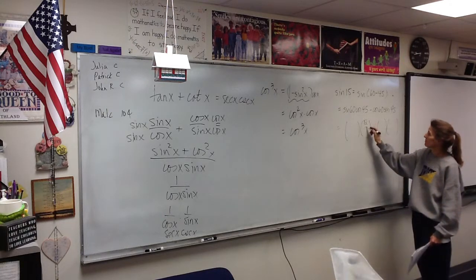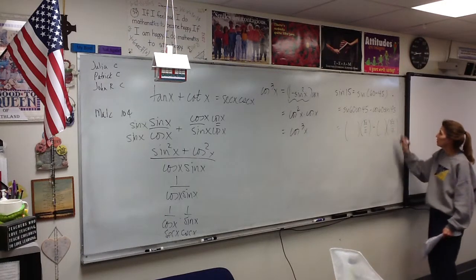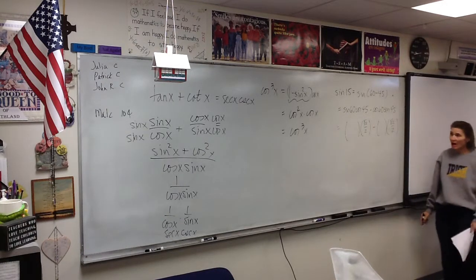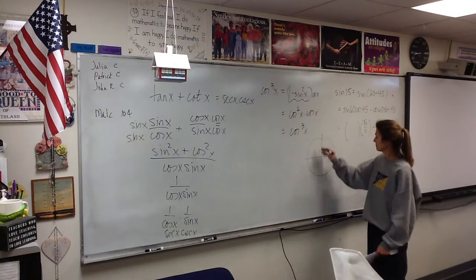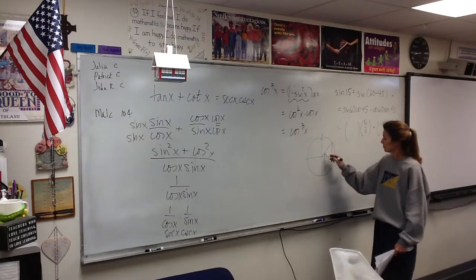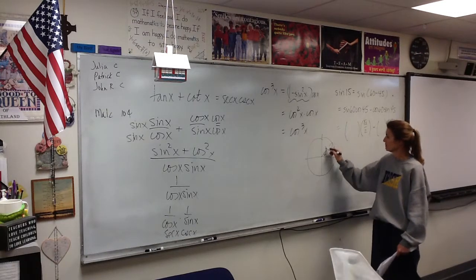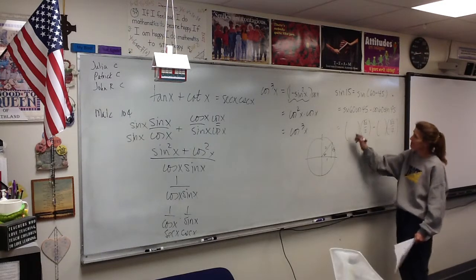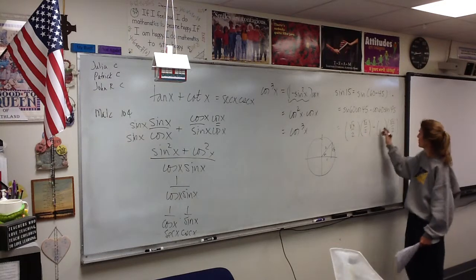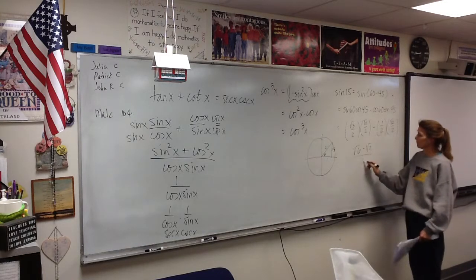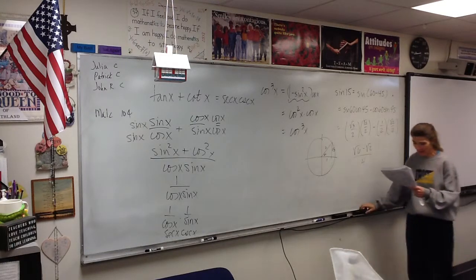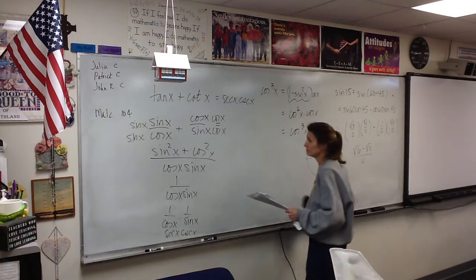The sine and cosine of 45 are root 2 over 2. We have talked about that a lot. 60, I'm going to draw. Across from the 60 is root 3. So the sine of 60 is root 3 over 2, and the cosine of 60 is 1/2. Root 6 minus root 2 over 4 is our answer.